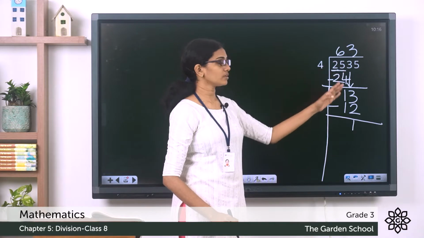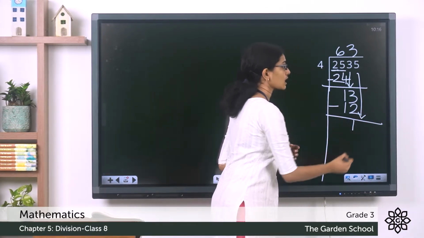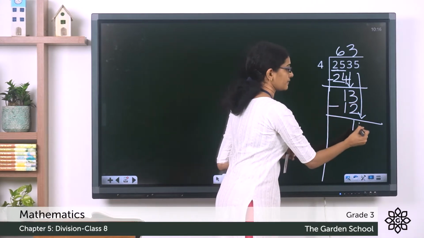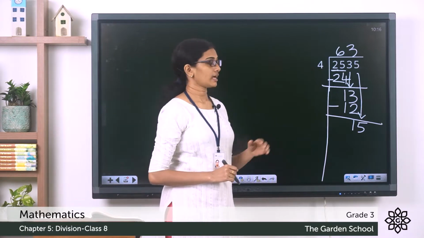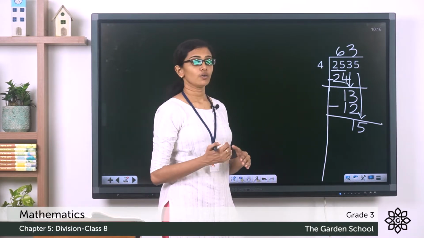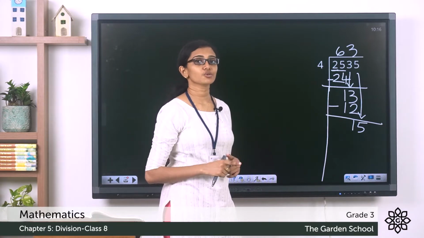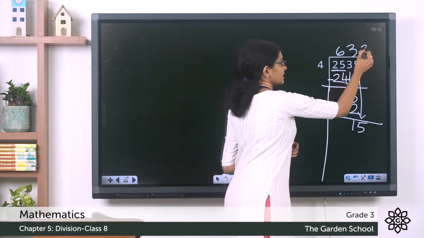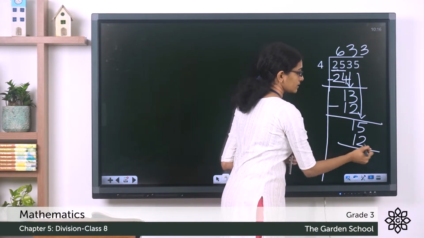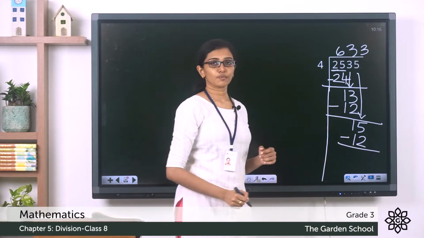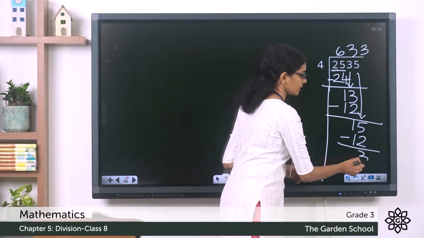And there is one more digit to bring down. Which is it? The ones digit of the dividend, that is the digit 5. So let's write 5 here. Now we have 15 divided by 4. And how many 4s will go in 15? 4 3s are 12, 4 4s are 16. So 4 3s are 12 is enough. So let's write that 3 here. Now 4 3s are 12, that we write right below the number 15. Then subtract the numbers. 15 minus 12 is equal to 3.